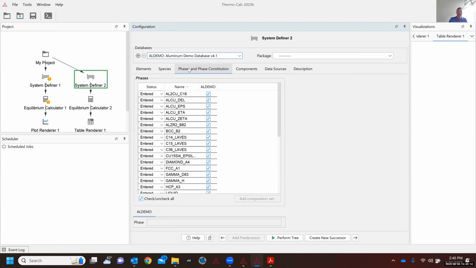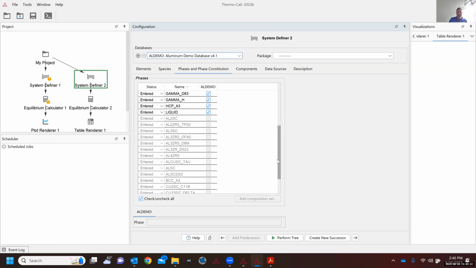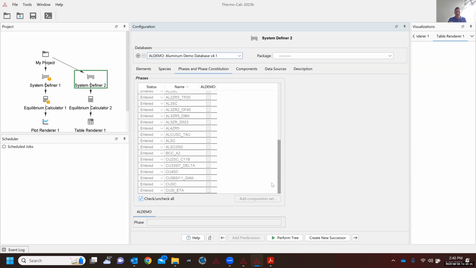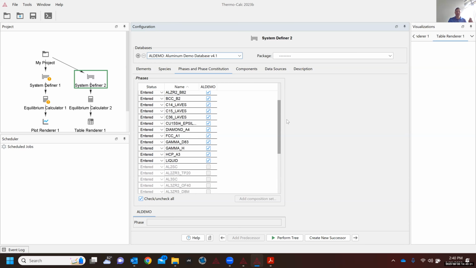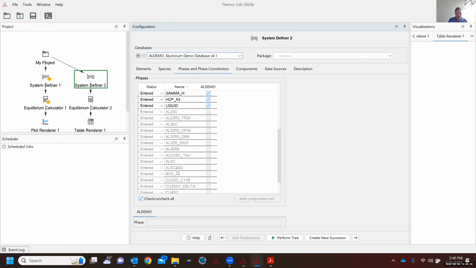So under phases and constitution, it lists all of the potential phases to have, and there are lots of them. The ones that are grayed out are listed in the binary system, but are not useful because they don't have one of the other elements that's required. Like I just saw in aluminum copper, here's the aluminum scandium silicon phase. So that's defined in here. Copper is probably a substitutional element on one of those sites, but we don't have scandium or silicon, so we don't have to worry. And so it just grays that out.